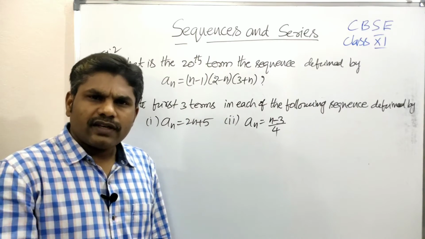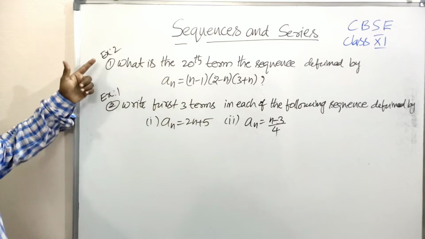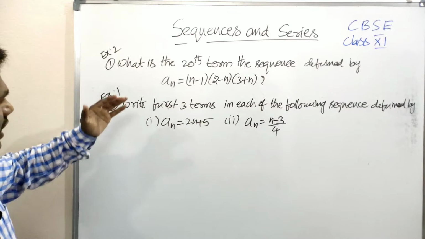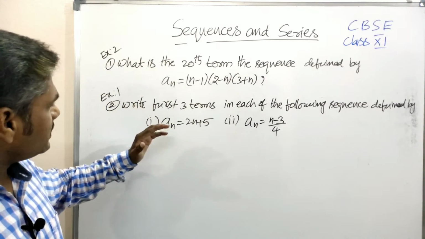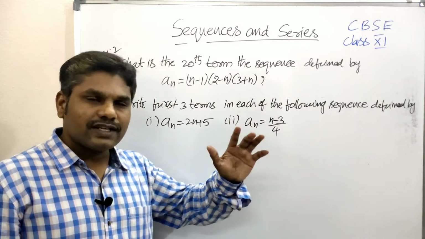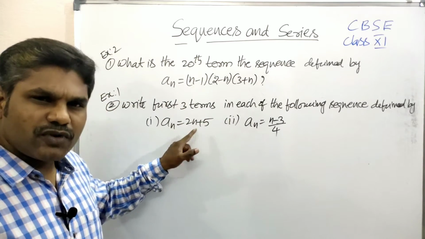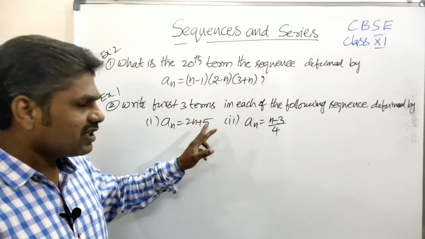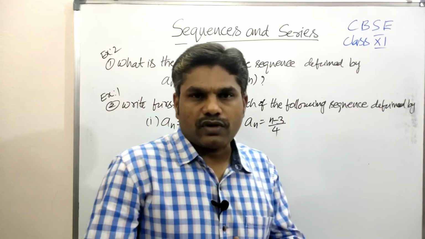So now I am taking the examples which were given in the textbook. This is example 2, this is example 1. Actually, I am solving example 1 first. See what they are asking: write the first 3 terms in each of the following sequences defined by, means this is the formula for the nth term. an is equals to 2n plus 5 and here an is equals to (n minus 3) by 4.